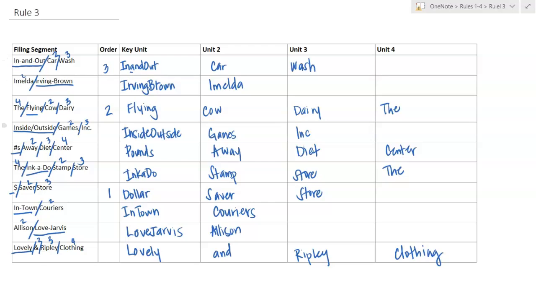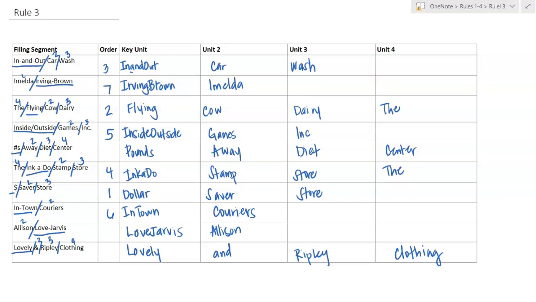Okay, next, again, here's an INS, an INK, and an INT. So ink would be next for Inkadoo. Okay, next would be inside outside because the INS is before INT. Okay, after I, we then have, whoops, I'm sorry, there's one more I, there's an Irving Brown. So that would be 7, that's an IRV.